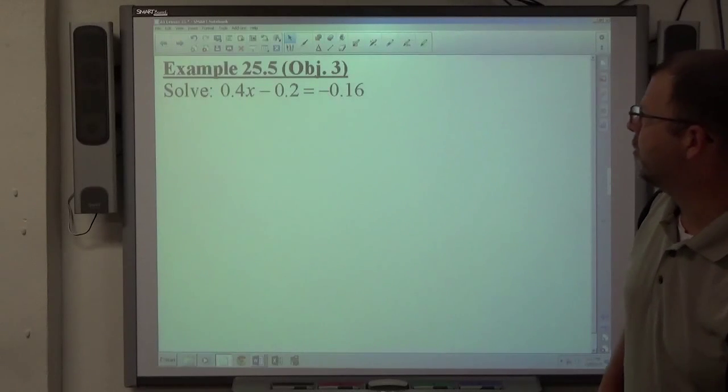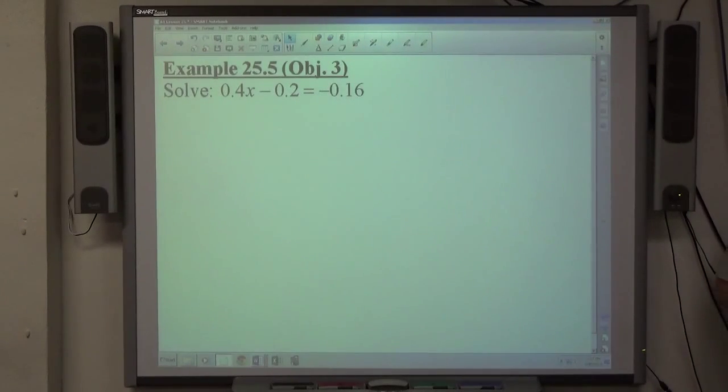The last two problems are both decimal equations. Decimal equations can also be changed back into whole number equations if you don't like decimals as much as you like whole numbers. I personally like whole numbers better than everything.